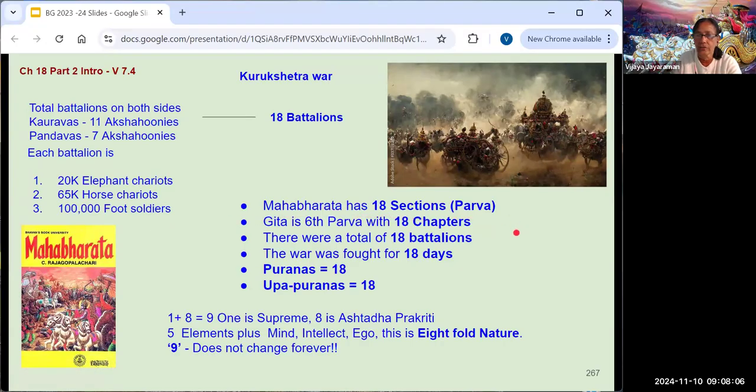Mahabharata has 18 sections. And Gita is in the 6th section of Mahabharata with 18 chapters. There were a total of 18 battalions. The war was fought for 18 days. And there are 18 Puranas and 18 Upapuranas. So 1 plus 8 is 9. 1 is supreme and 8 is referred to as Ashtada Prakriti. Ashtada Prakriti means 5 elements, space, air, fire, water, earth, plus mind, intellect, and ego. Those are Prakriti, nature. So 9 does not change forever.